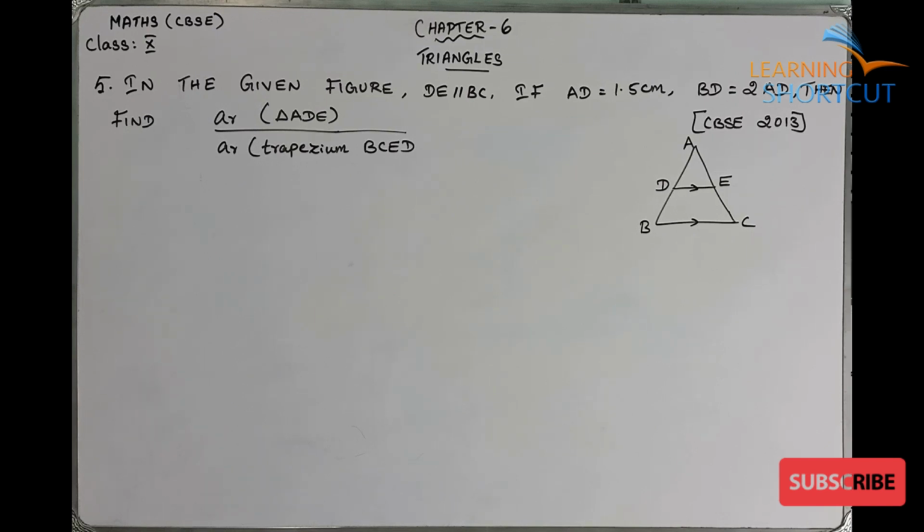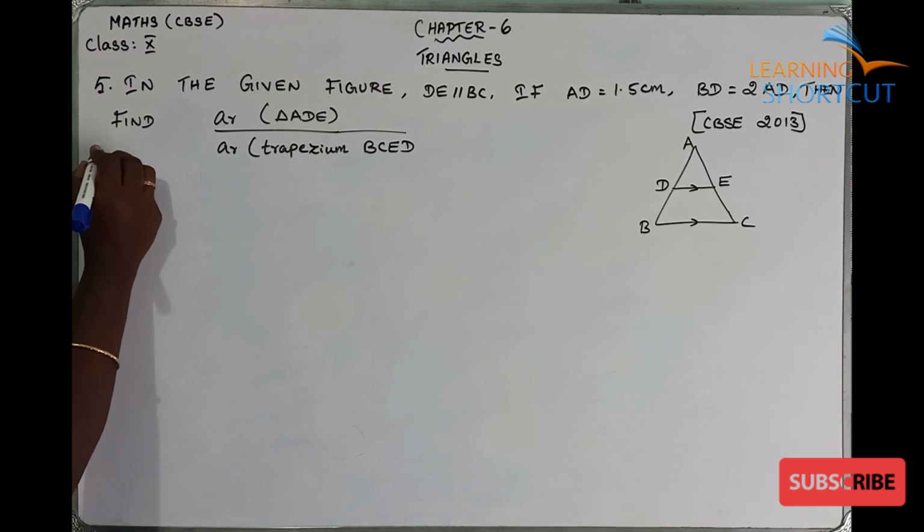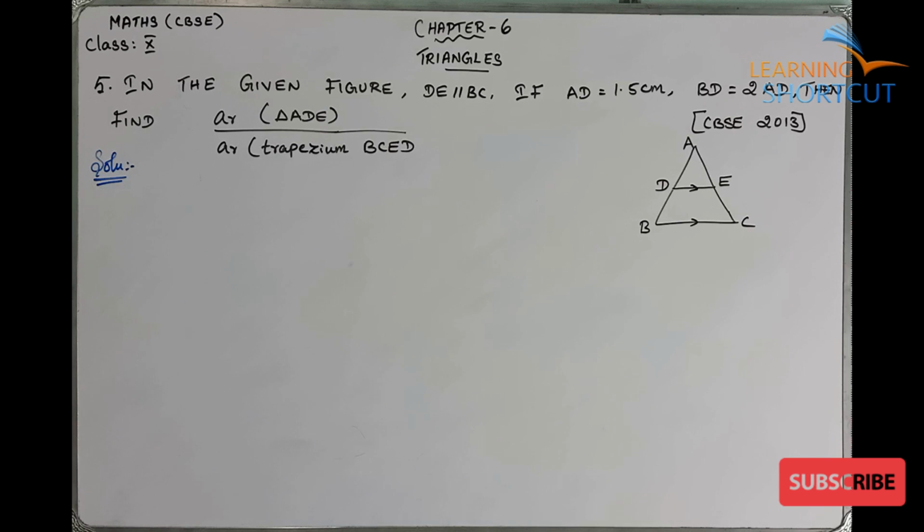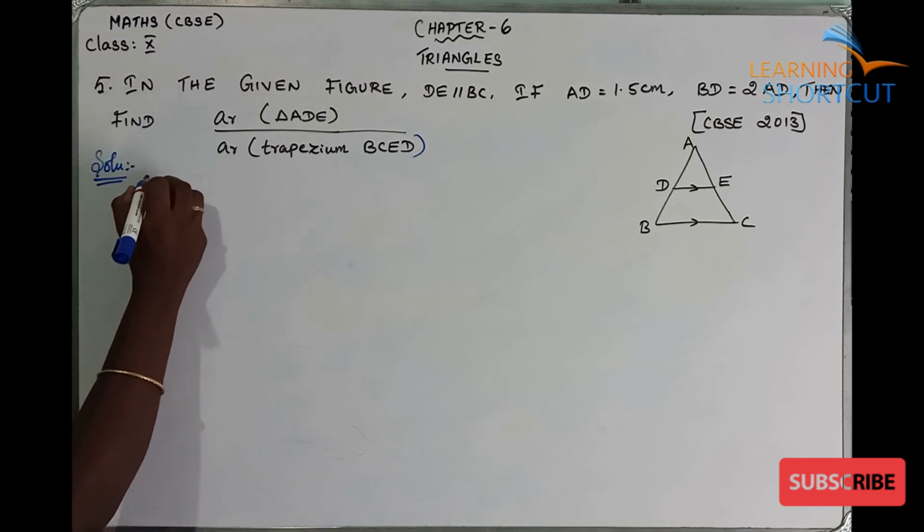Our fifth question is, in the given figure, DE is parallel to BC. If AD is equal to 1.5 centimeter and BD will be equal to 2 into AD, then find area of triangle ADE divided by area of trapezium BCED. Okay, we have to find out the value of area of triangle ADE and area of trapezium BCED. So we can write the given data now.